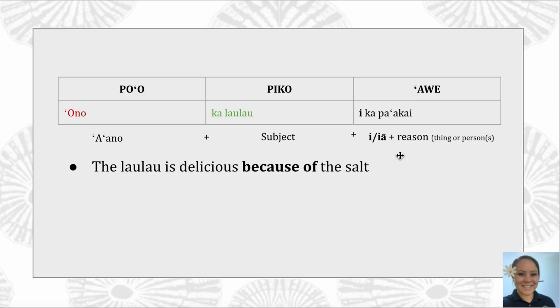So ono kalaulau because of the salt. Because of the salt. So we will use e here, e kapa'akai, instead of ia. The only time you will use ia is when it follows a name, a papani, which we will get into in a little bit. Ono kalaulau i kapa'akai. The laulau is delicious because of the salt.